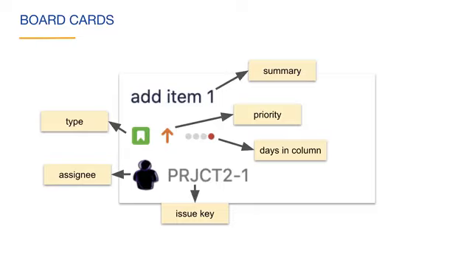A board contains cards which contain a small number of the field values for an issue. Here is a typical card. The icon in the left is the issue's type, which in this case is a story. The arrow represents the issue's priority. The dots represent the relative number of days that the issue has been in this column. In the lower right is the issue key and the icon for the assignee, or person who is responsible for completing the issue's work in that column. In addition to these fields, you may see other fields on the card, such as epic labels, which we'll discuss later.